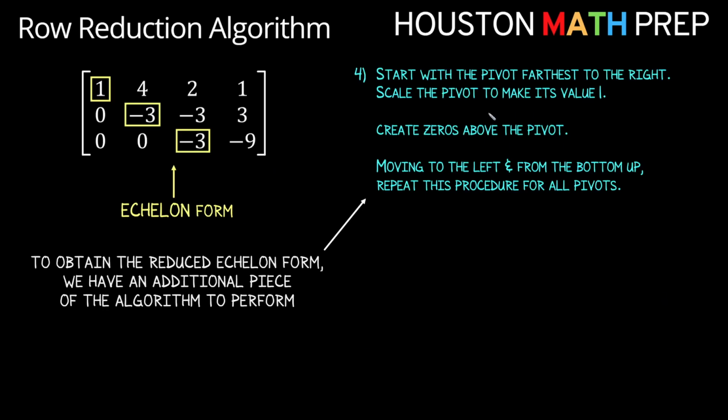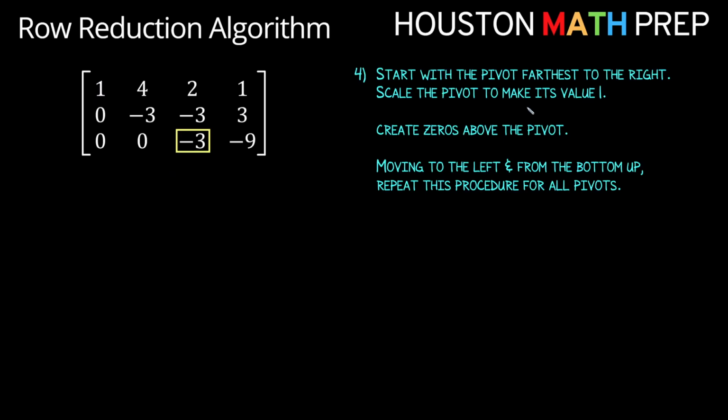If we look, it says to start with the pivot farthest to the right, and if you remember from our previous video on echelon forms, the reduced echelon form needs us to make all of the pivot entries have a value of 1. So you can see in this part of the algorithm, this is where we take care of that. It says to scale the pivot to make its value 1. So the pivot farthest to the right is the -3 in the bottom row. We need to scale that to make its value 1.